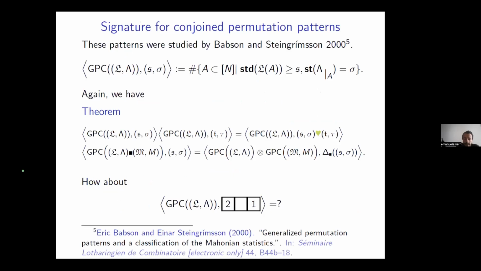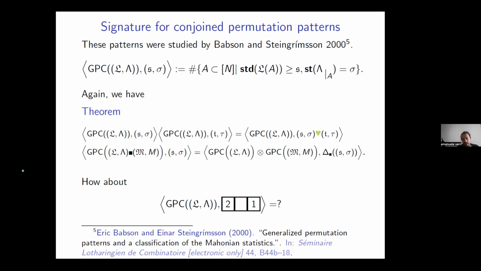And so finally, we have again a signature. We try to give a combinatorial description of these operations. And we found out that these patterns were already studied in the context of Mahonian statistics in a paper by Babson and Steingrimsson in 2000. Here, what we need to add is the permutation pattern part. So we check for the fineness of the partitions, and then we check also that the permutation pattern is equal to sigma. And analogously, we have properties that are close to it, that allow us to make the analogy with the signature. So we have a character property and also a Chen-type identity.